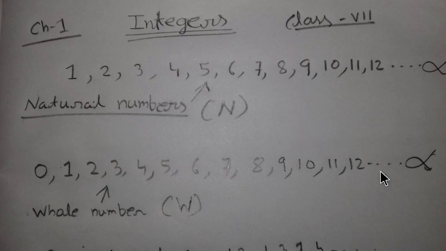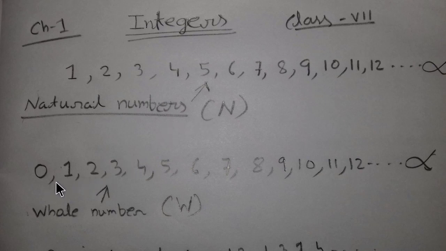Before I tell you about the integers, I would like to say some other numbers. Here you can see a list of numbers starting from 1, 2, 3, 4, 5, 6, 7, 8, 9, 10, 11, 12 up to infinity. This set of numbers is called natural numbers.